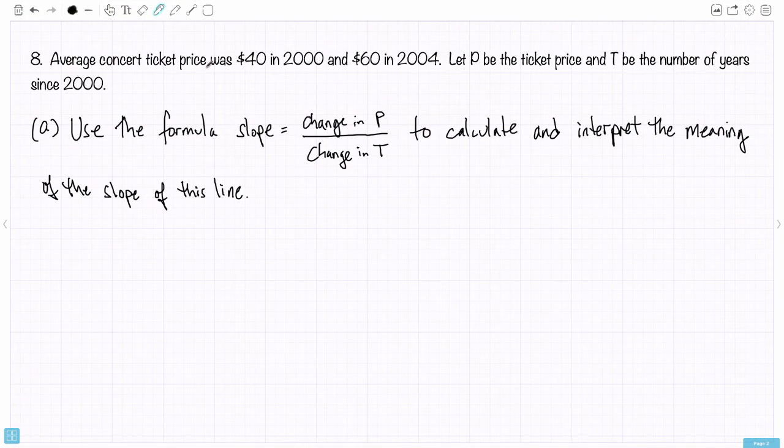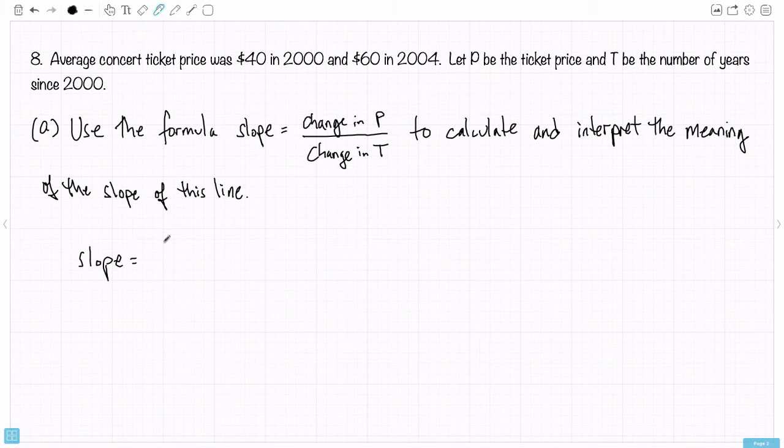Okay, number 8. Average concert ticket price was $40 in 2000 and $60 in 2004. Let P be the ticket price and T be the number of years since 2000. Use the formula slope equals change in P over change in T to calculate and interpret the meaning of the slope of this line. So we're assuming a straight line through these 2 points. That is an average rate of growth in the ticket price that we can find with this formula. That's what the slope is. So the slope is the average rate of change.